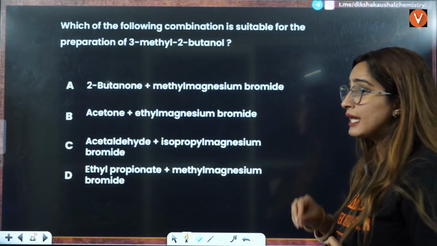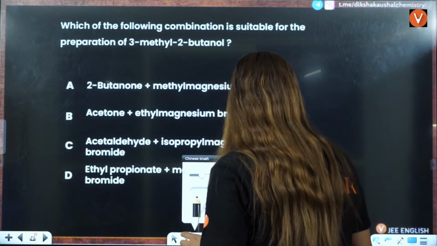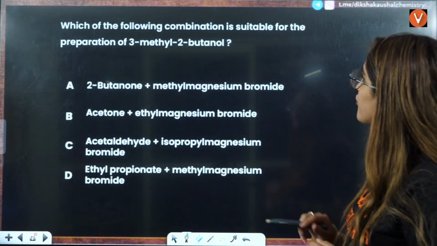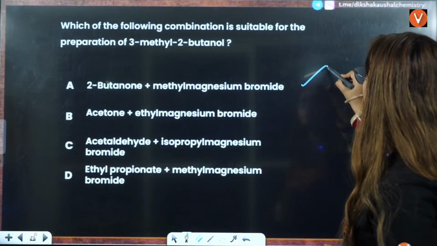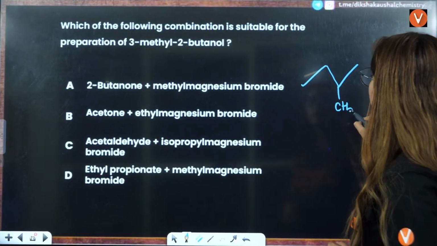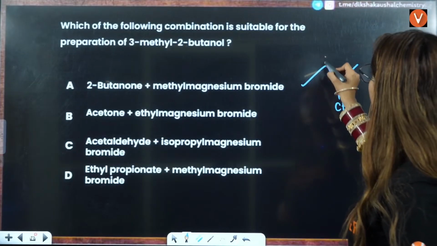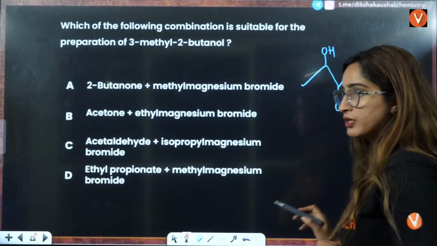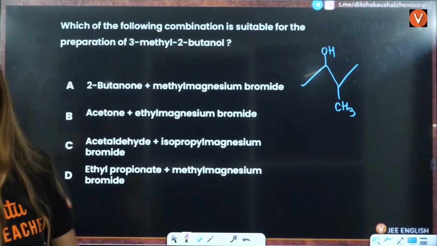Okay. Next question is, which of the following combinations is suitable for the preparation of 3-methyl-2-butanol? So once you see this here, 3-methyl-2-butanol, that is 1, 2, 3, 4. 3-methyl means here you have CH3, 2-butanol, 2 you have OH here. That means on the second position you have OH here. Right?